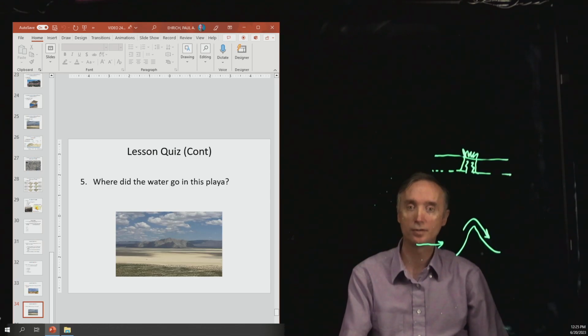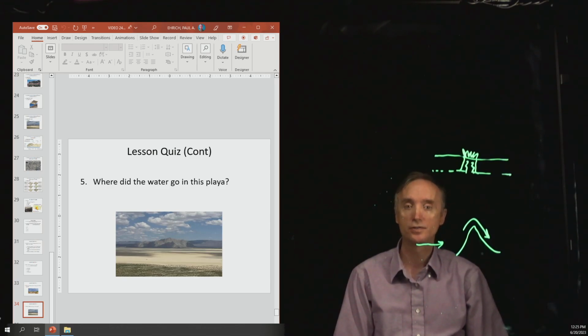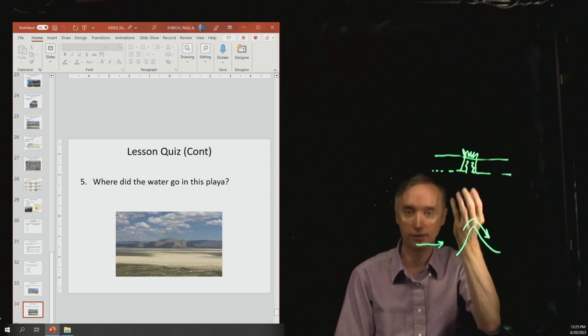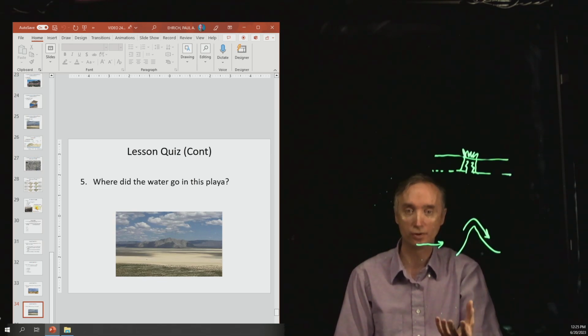Okay, then question number 5, where did the water go in this playa? So some of the water could have sunk into the ground, but the majority of it just evaporated away. So it's an evaporated lake.